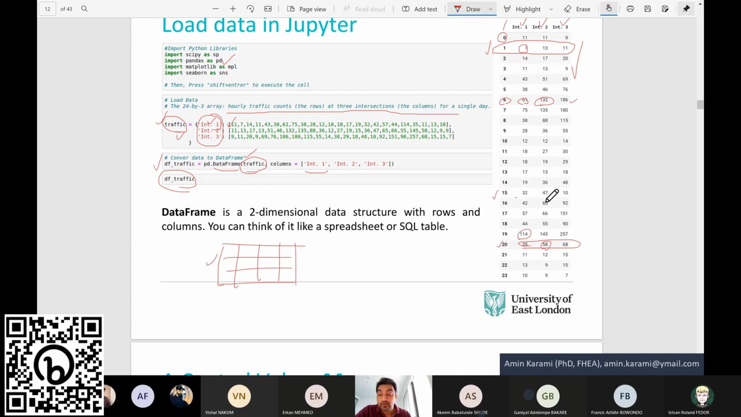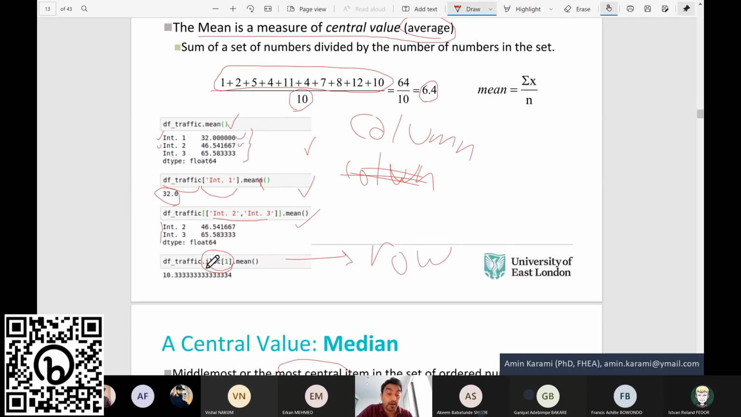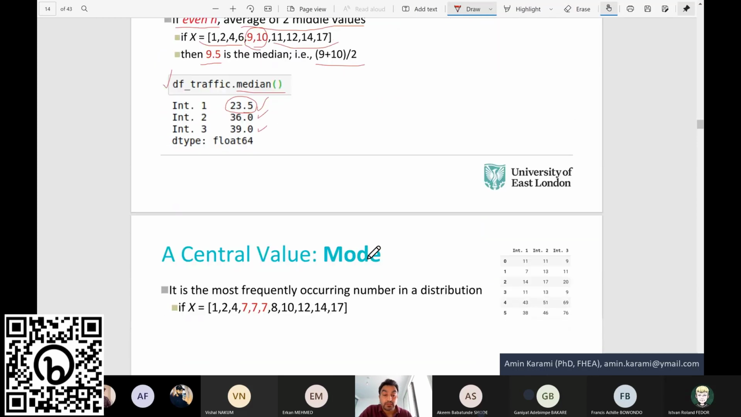For this row, what is the median? You have to put it firstly in ascending order. It is 10, 32, and 47, and then 32 would be the median for this row. So how to do so? Like mean, you have to use iLoc and then put, like, 20 means row 21, and then dot median. So simple.